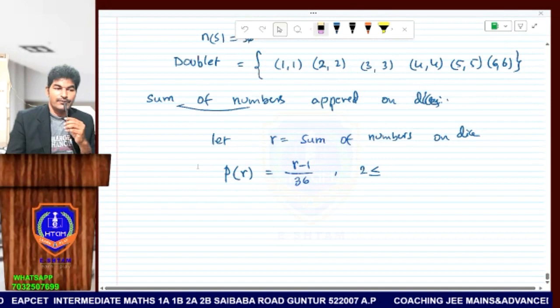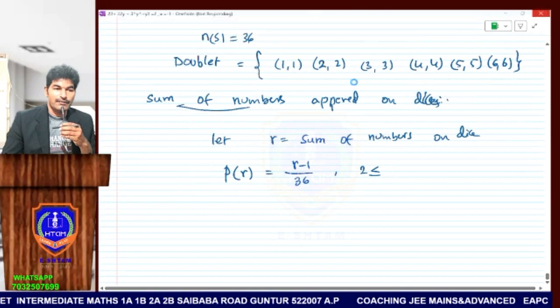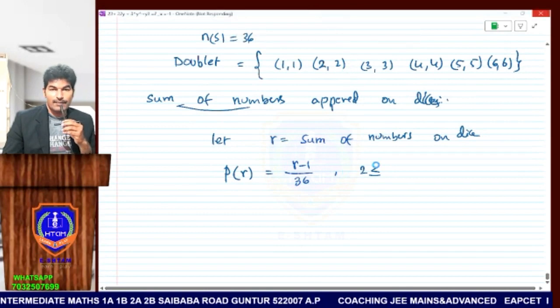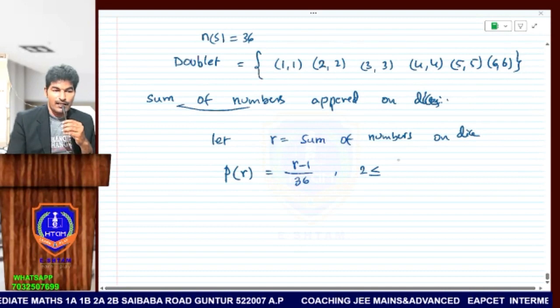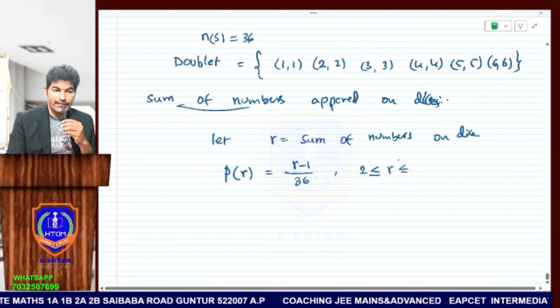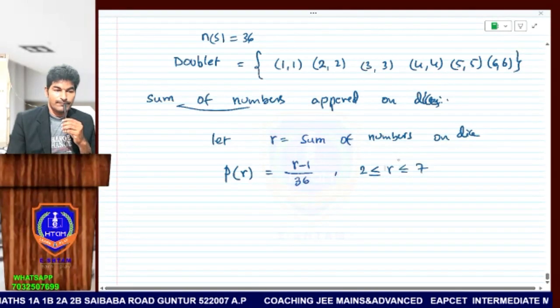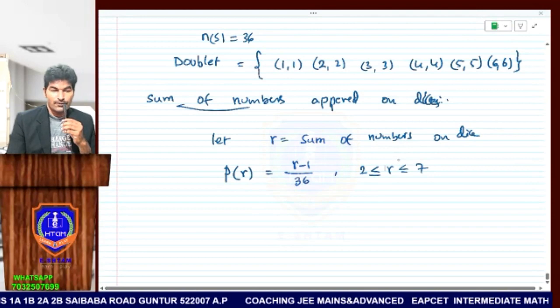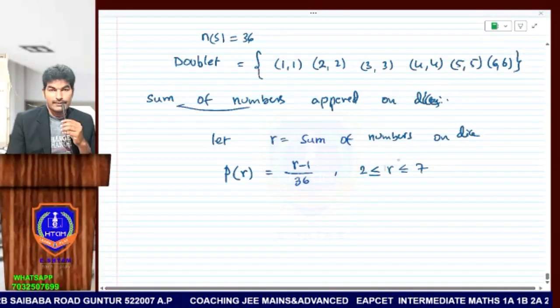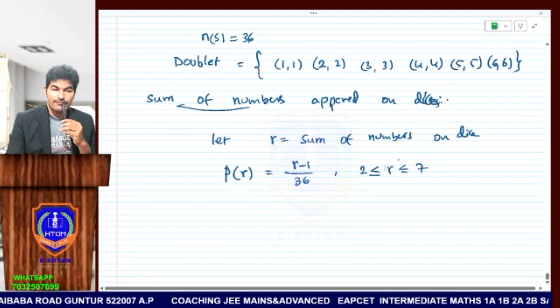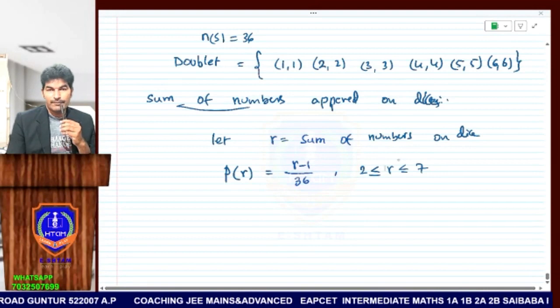So the minimum sum will be 2. Here we are indicating R with the sum of the numbers on the dice. So 2 ≤ R ≤ 7, adding 5 to that. That means either the sum is 2 or the middle values between 2 and 7. R will be 3, R will be 4. That means the sum will be 4, 5, 6, and 7.